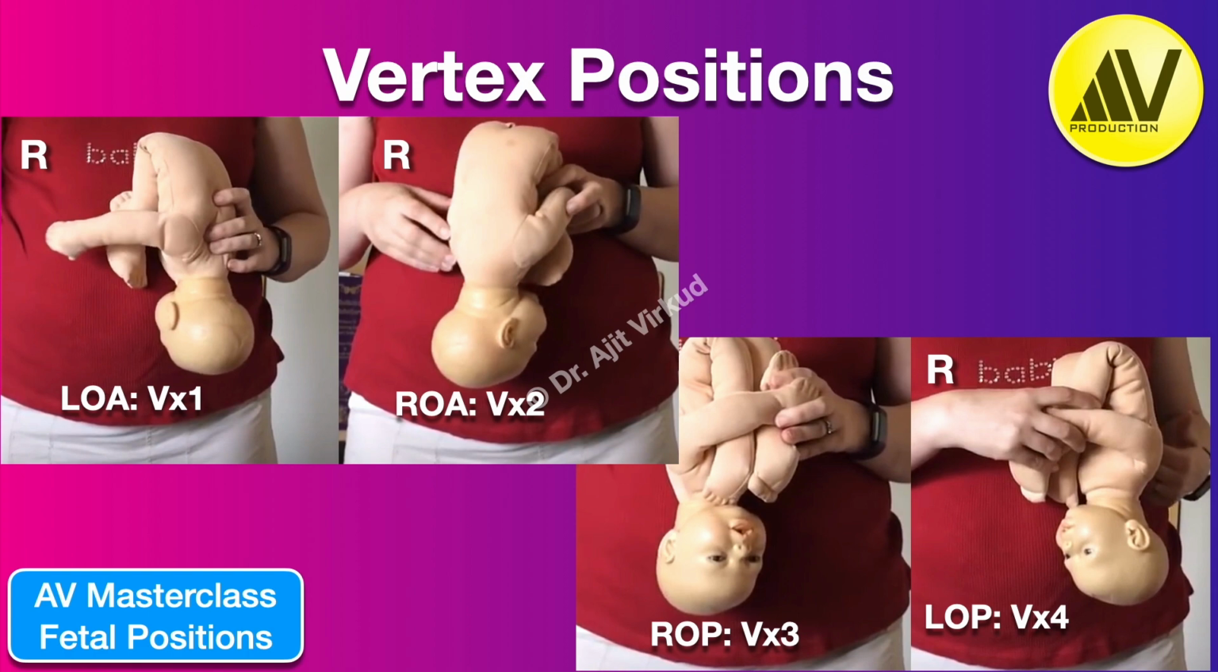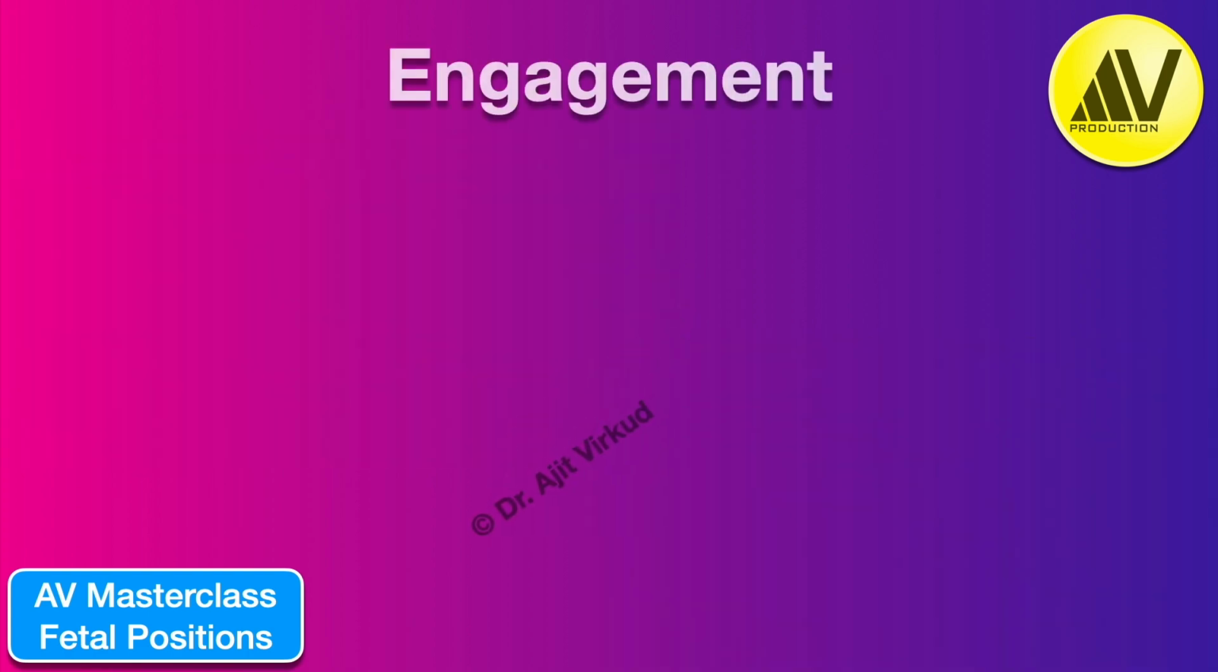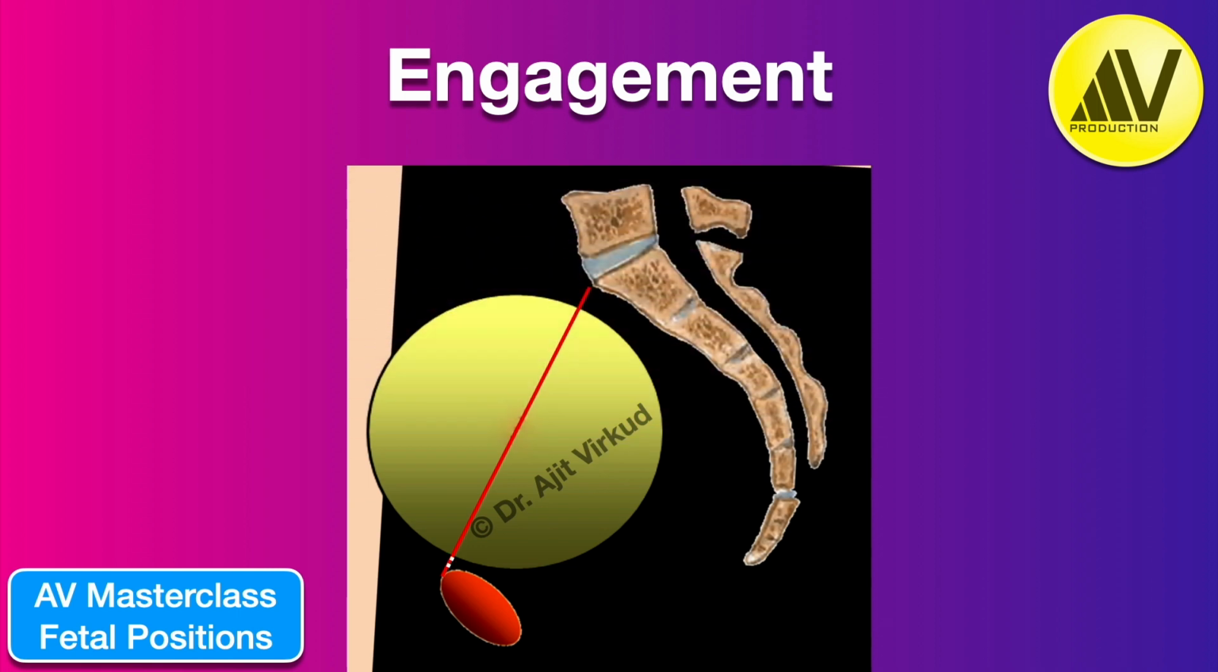When the largest transverse diameter of the fetal head, that is the biparietal diameter in vertex presentation, crosses the pelvic brim, the head is said to be engaged. This generally is achieved when the leading bony point of the skull has reached the level of the ischial spines, that is, the station is 0.